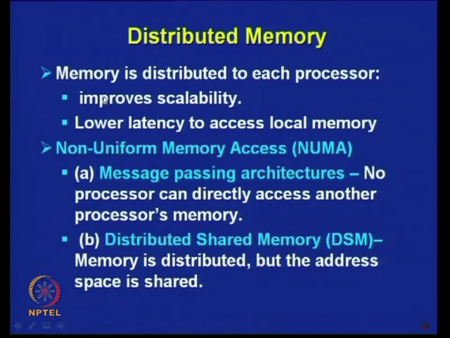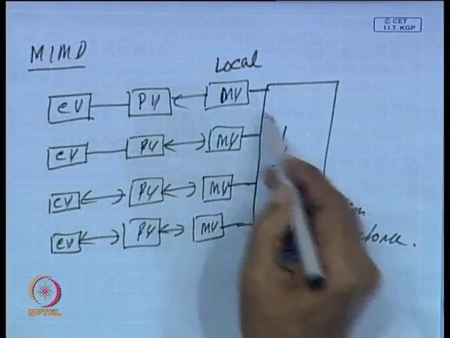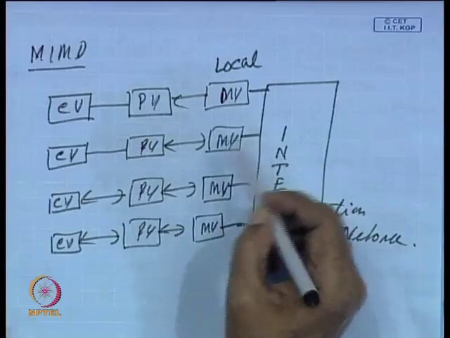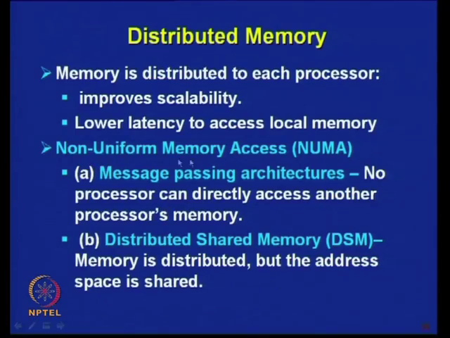And this is very popular. On the other hand, whenever memory is distributed to each processor, although it improves scalability, it has lower latency to access local memory. On the other hand, it has higher latency for access of remote memory. So, whenever this processor is accessing this memory, the latency is very small. On the other hand, if this processor is allowed to access this memory, obviously the access time will be longer. So, you can see the access time is not uniform in such a situation, where the connection is through an interconnection network, and that has led to the model known as non-uniform memory access.